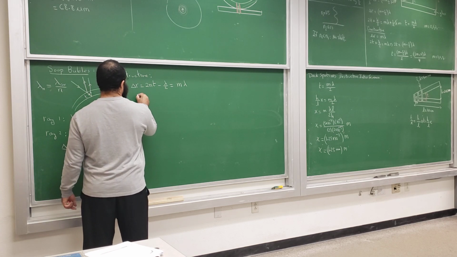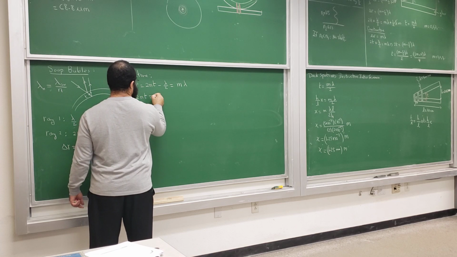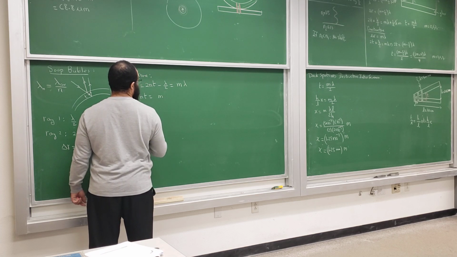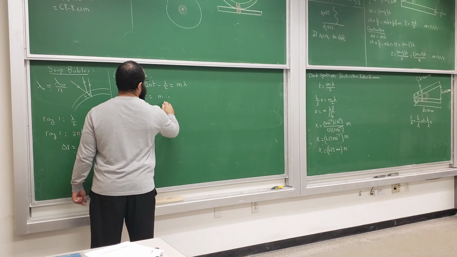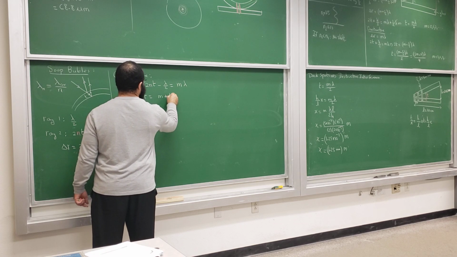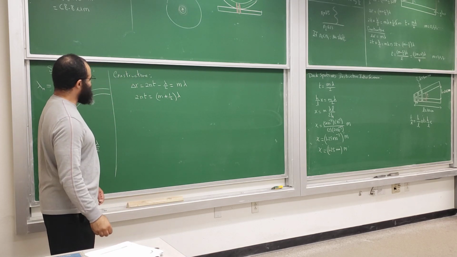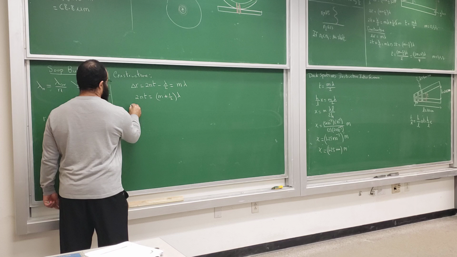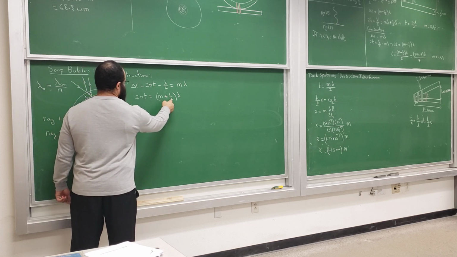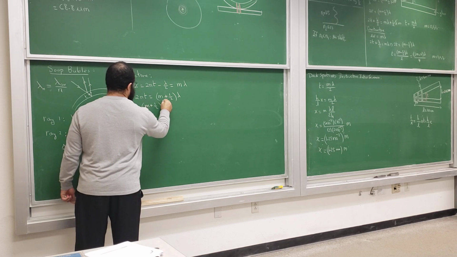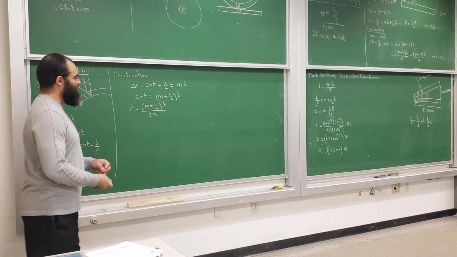So we get 2nt equal to m plus, no, not m plus 1, m plus a half, times lambda. I think I got it. M plus a half times lambda. And so t is equal to m plus a half times lambda over 2n.